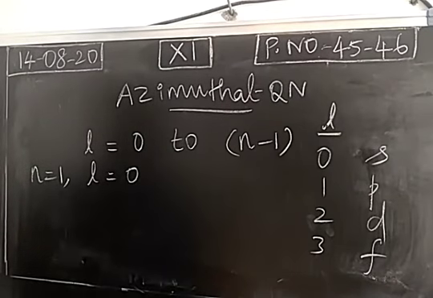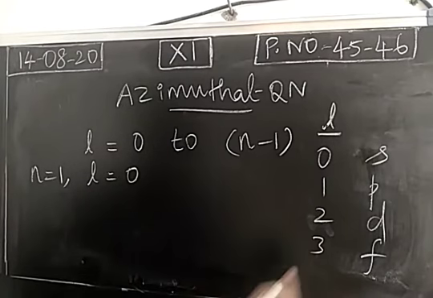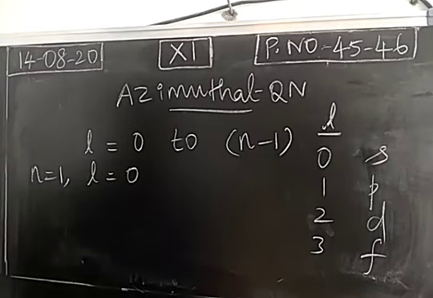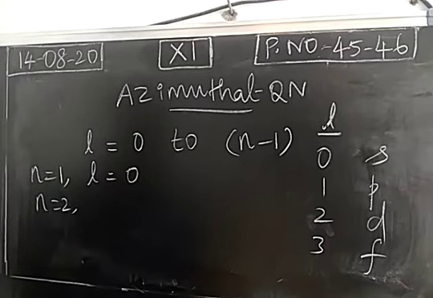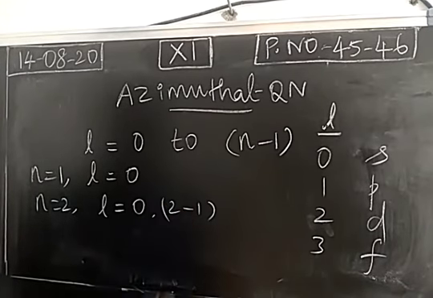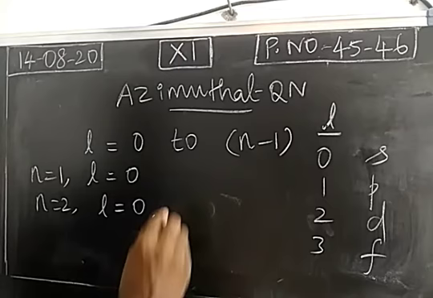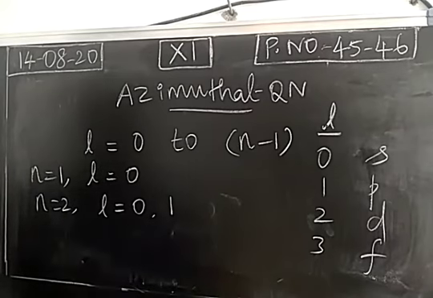So we have 4 possible subshells: S, P, D, F. These are all based on azimuthal quantum number values, right? For the first orbit or shell, we have the S subshell. Then if you take the second shell, how will you calculate the L value? It starts with 0 and it ends with n minus 1. What is the n minus 1 value? 2 minus 1, so that is 1. So we have 2 possible azimuthal quantum numbers for the principal quantum number 2.